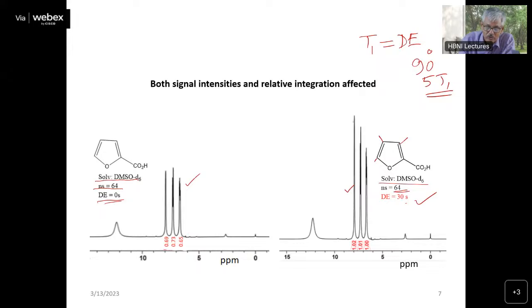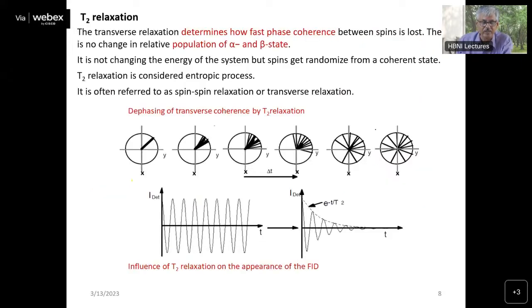Okay, what I mean to say is that in this particular case the spectrum got saturated. Because you are not giving any delay, slowly the spectrum is getting saturated and there is no further absorption. So that's why T1 is very important, and it is a very important parameter if you want to decide the Ernst angle.